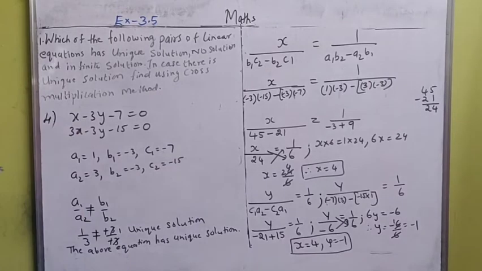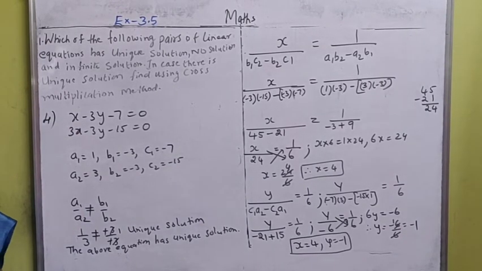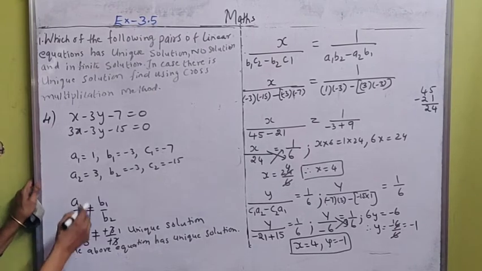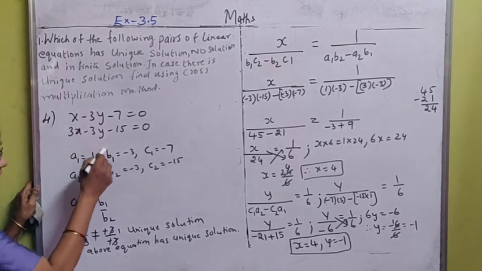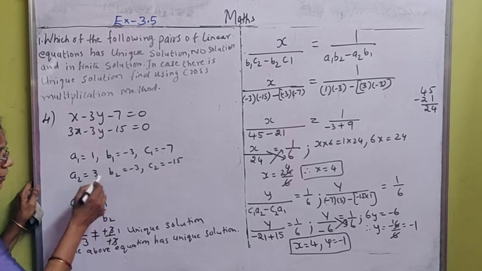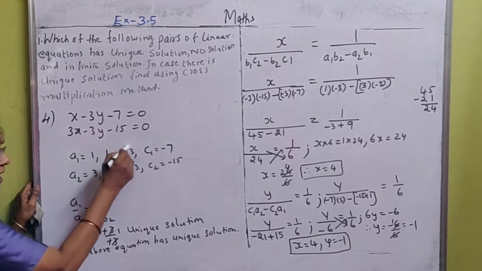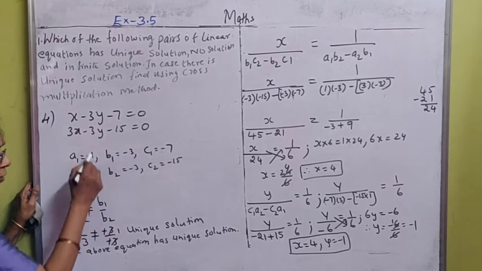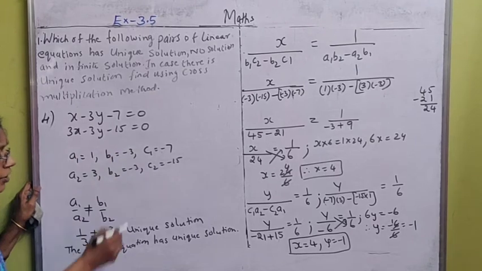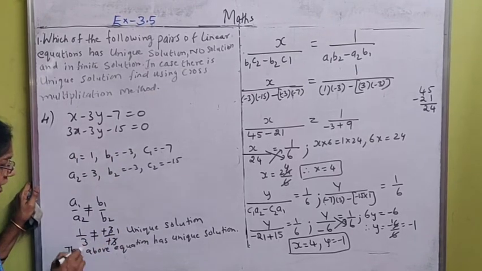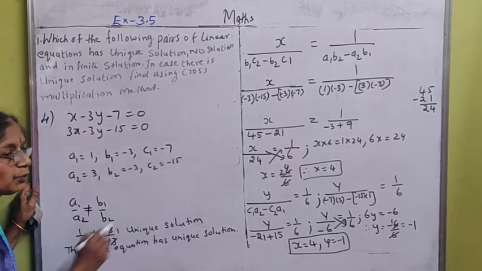So once again we will see. Now I told you a short method to find out what type of equation it is. What is given over here? A1, A2, B1, B2, C1, C2. 1 by 3, the minus sign cancels. Is 1 by 3 equal to 1? No. So it is a unique solution, because 1 by 3 is not equal to 1.